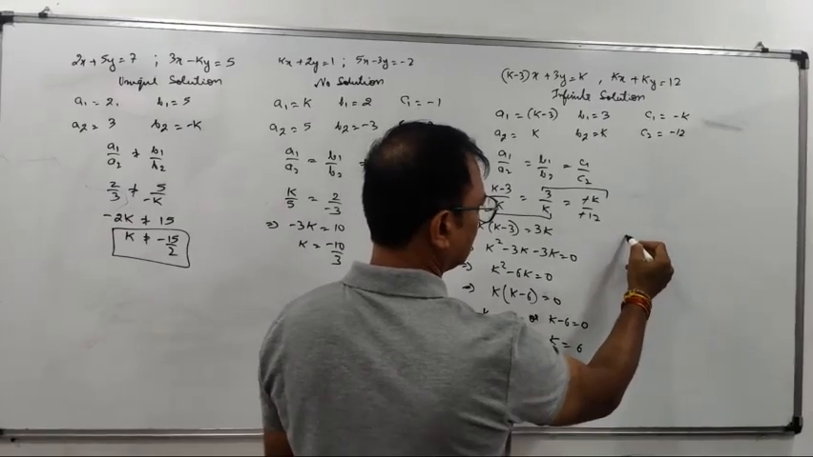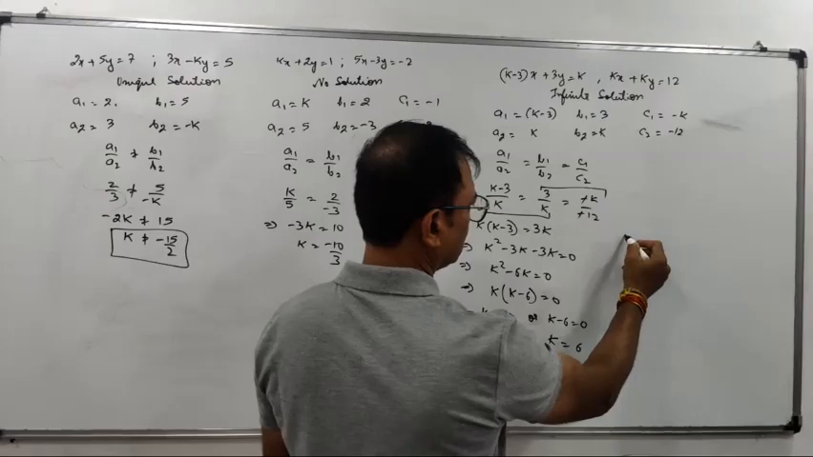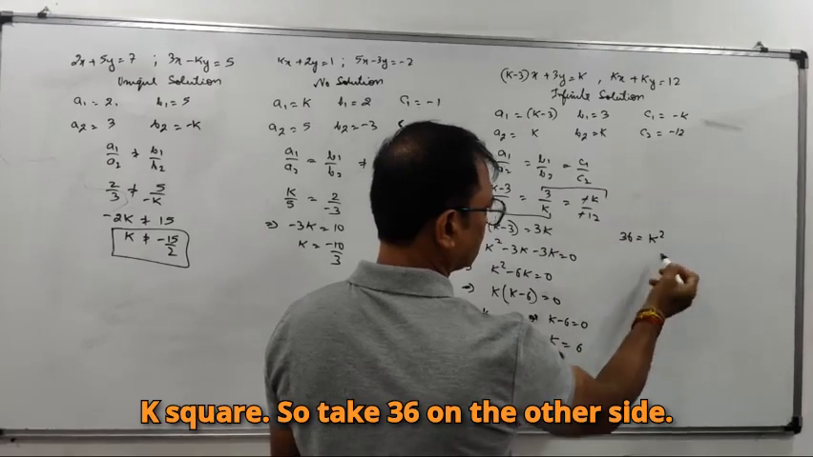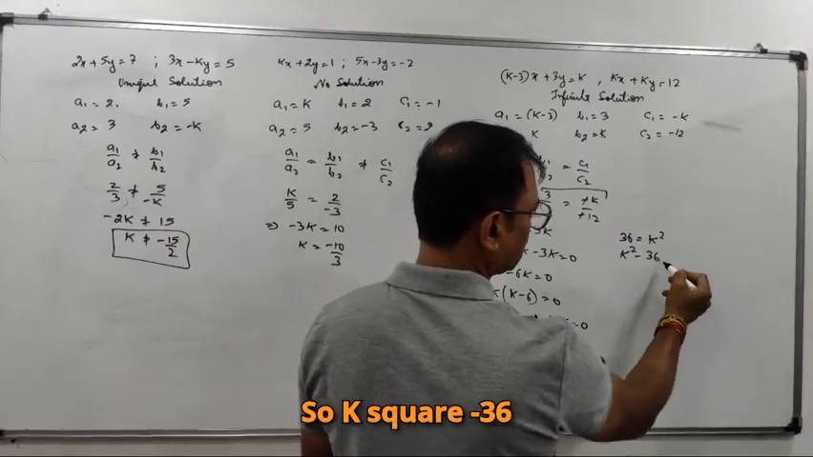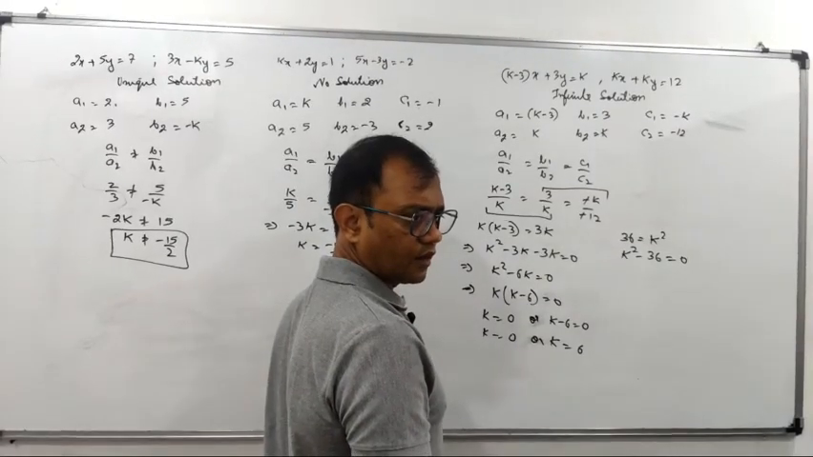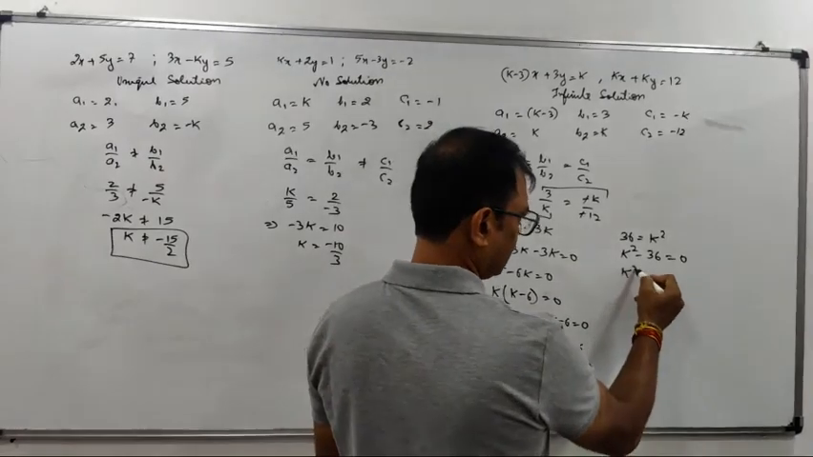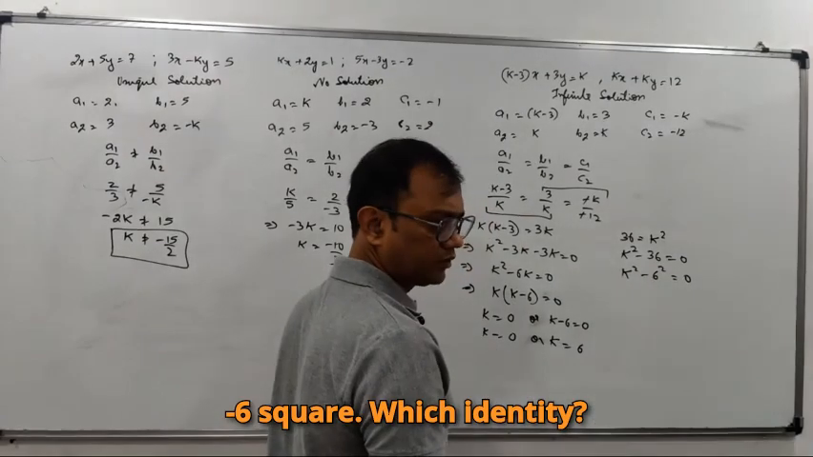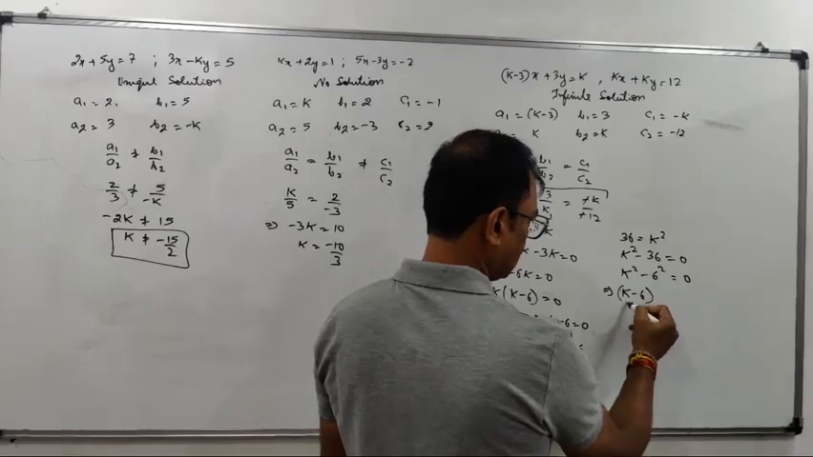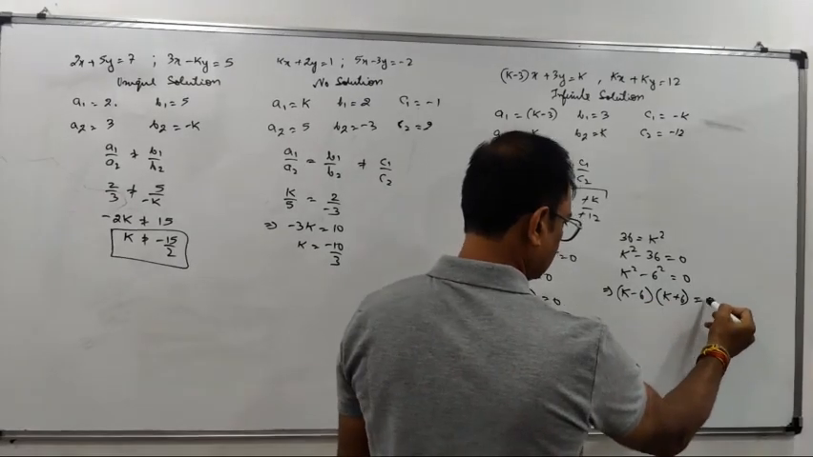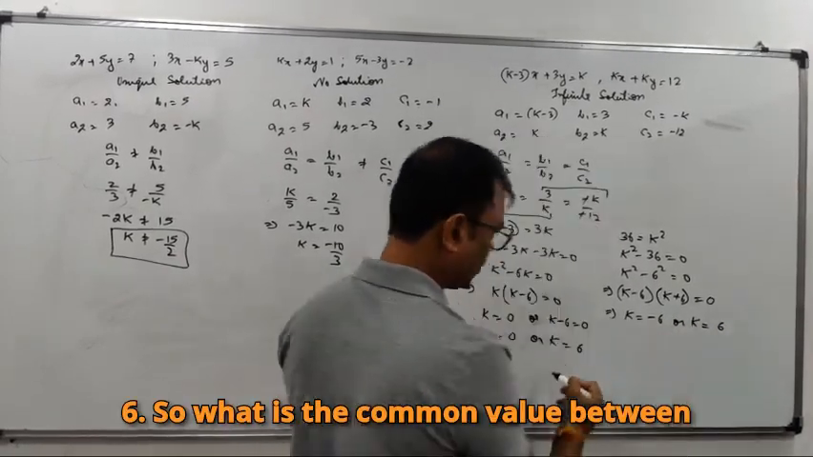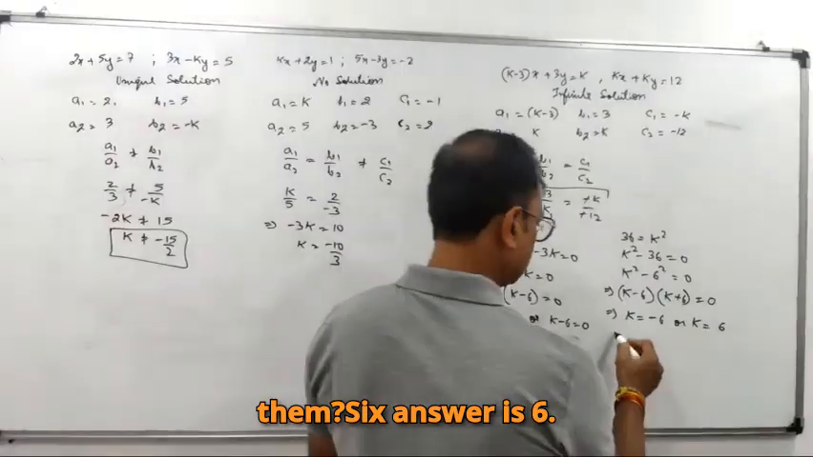So what will you get? Cross multiply. 36 is equal to k square. So take 36 on the other side. So k square minus 36 equals 0. So how will you do this factorization? Tell me. k square equal to minus 6 square. Which identity? What do you get? k minus 6, k plus 6. So k equals 6 or k equals minus 6. So what is the common value between them? 6. Answer is 6.